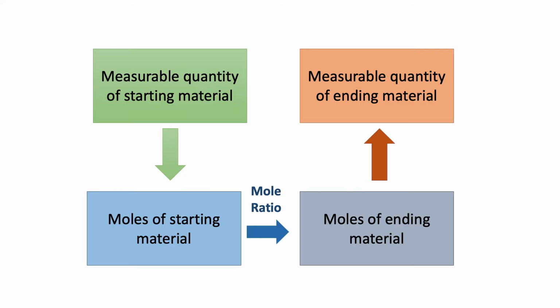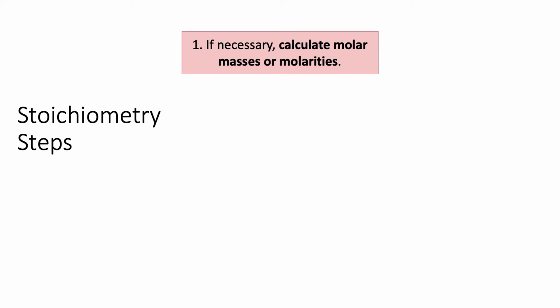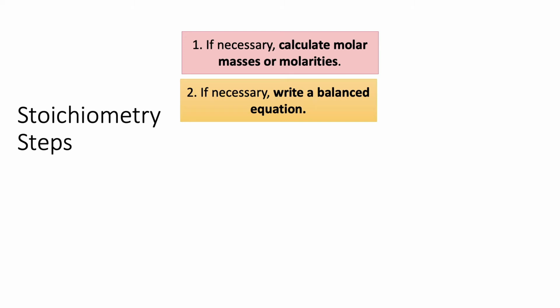And so when we go back to our stoichiometry flowchart, when we're going from measurable quantities of materials to moles or vice versa, we can either use molarity or molar mass. So now let's amend our stoichiometry steps a little. First, we're going to put in a couple of steps that I think of as setup steps. First of all, if necessary, calculate molar masses or molarities. Second, if you're not given one, write a balanced equation.